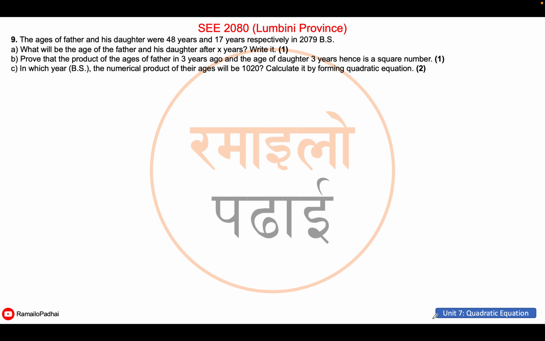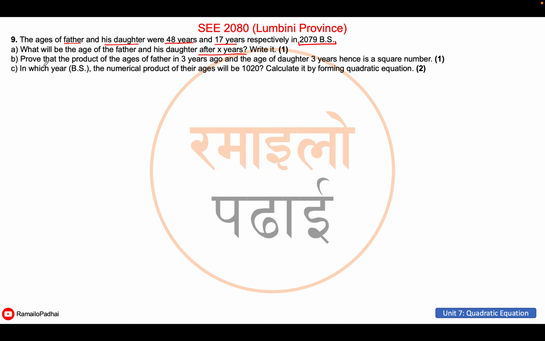Today we are going to solve a question from Unit 7 Quadratic Equation that was asked as question number 9 in SEE 2080 Lumbini Province. The question says the ages of father and his daughter were 48 years and 17 years respectively in 2079 BS. Okay, we will take that into mind. In A, what will be the age of the father and his daughter after x years? That means after some time, so their ages will increase, so they will be 48 plus x years and 17 plus x years.